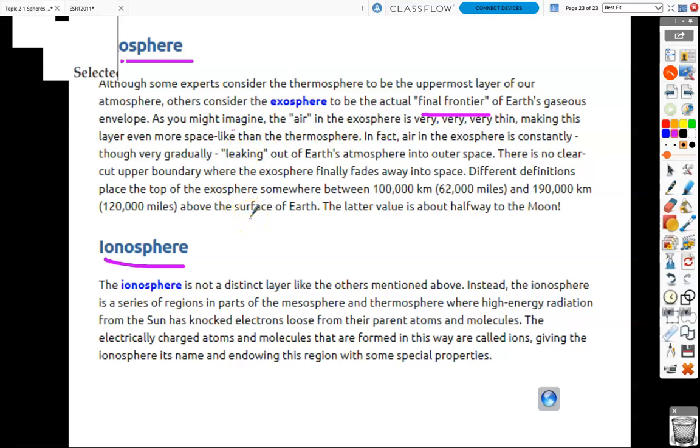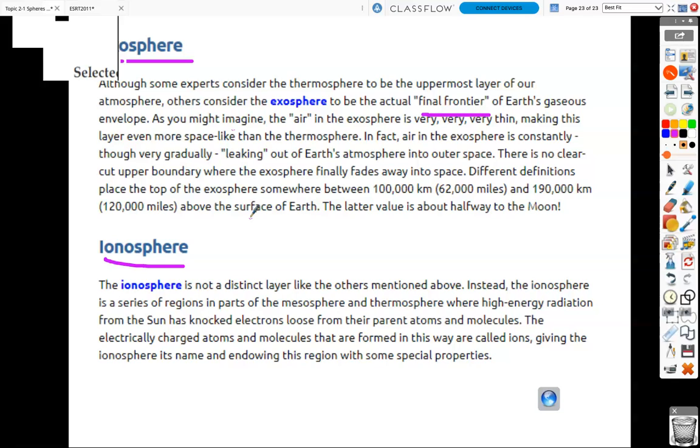than the thermosphere. In fact, air in the exosphere is constantly leaking very gradually out of our atmosphere into outer space. There's no clear-cut upper boundary where the exosphere finally fades away into space. Different definitions place the top of our exosphere between 100,000 kilometers and 190,000 kilometers, which is 120,000 miles above the surface. The latter value is about halfway to the moon. So, yeah, a lot of debate over how far out does our atmosphere really go, technically.